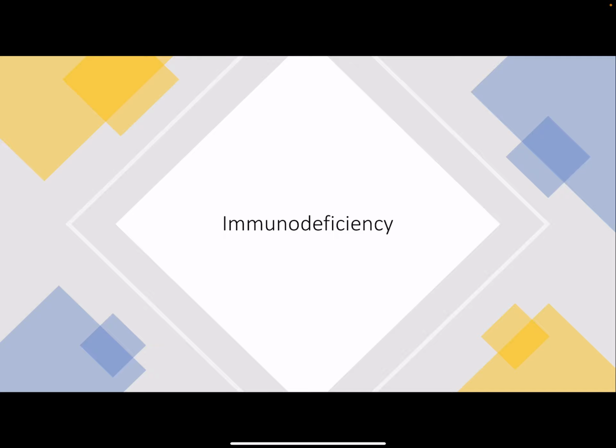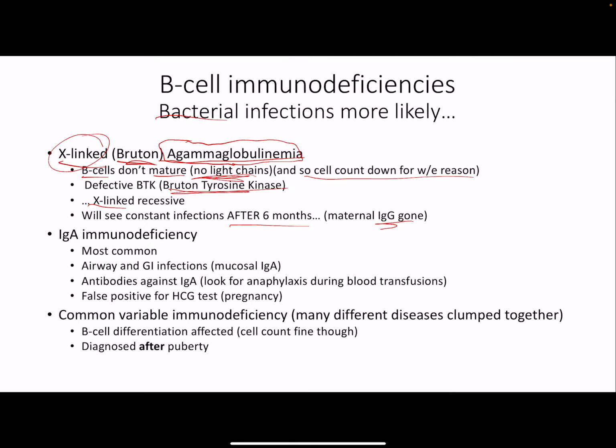And if everything causes infections, then that's actually not helpful to differentiate them. IgA immunodeficiency, this is actually very common. IgA is going to be in the mucus, so that's GI, and in the airway.